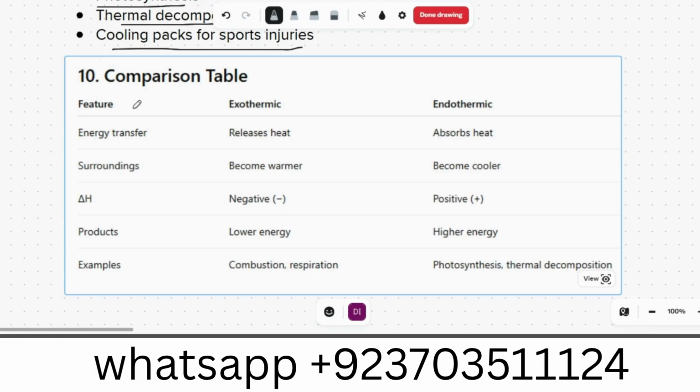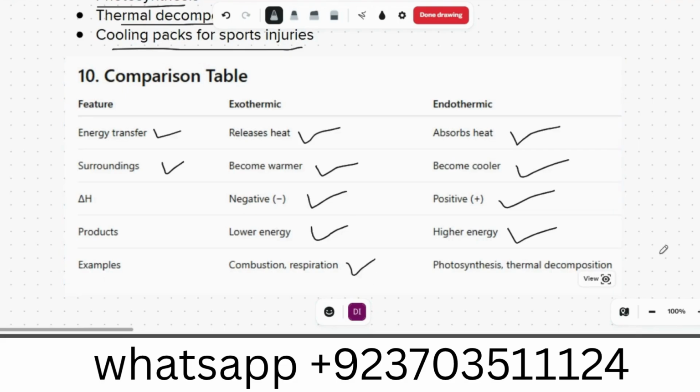Now this table will summarize it. Energy transfer: in exothermic, energy is released, whereas in endothermic, energy is absorbed. Surroundings: in exothermic, energy is released and the surroundings become hotter; in endothermic, the surroundings become cooler. Delta H is negative because energy is released, and delta H is positive because energy has been absorbed. The product has lower energy in exothermic because it loses energy, whereas in endothermic the product has higher energy. Examples are respiration and combustion, whereas the opposite are photosynthesis and decomposition.